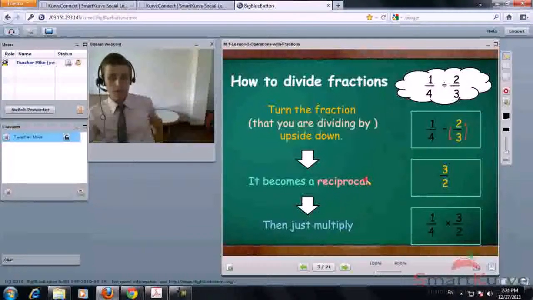Then multiply. So we have 1/4 times 3/2. 1 times 3 is 3. 4 times 2 is 8. 1/4 divided by 2/3 is 3/8.